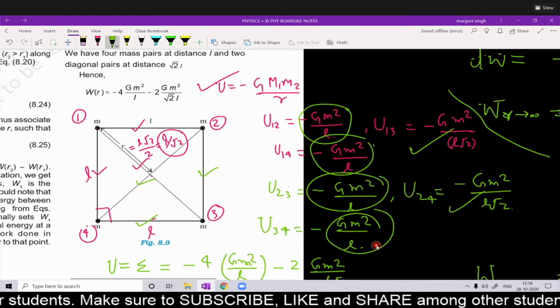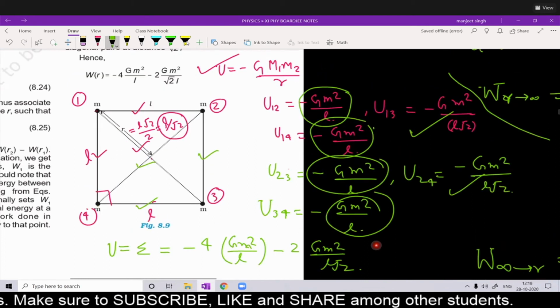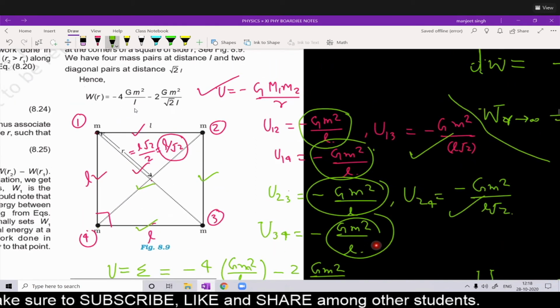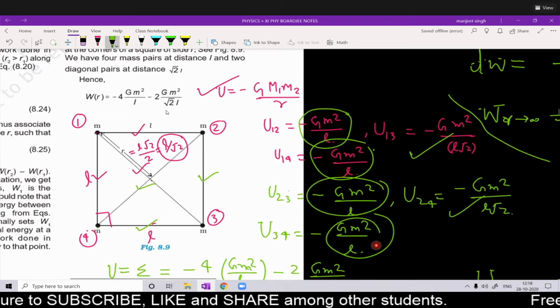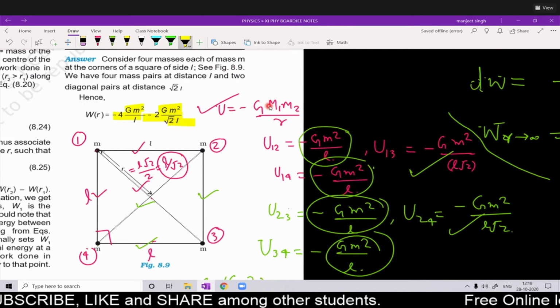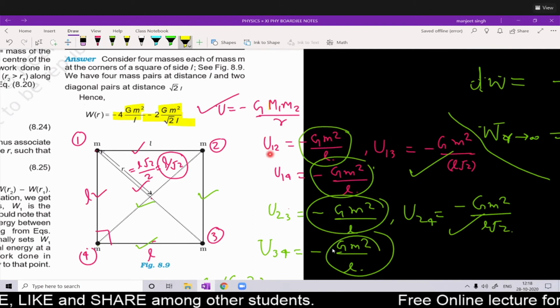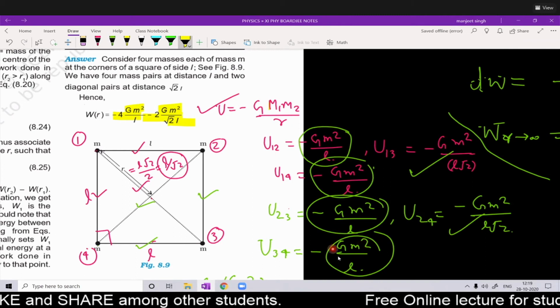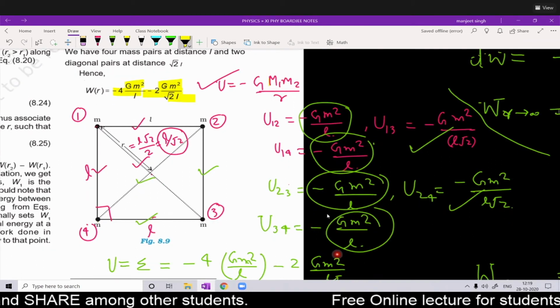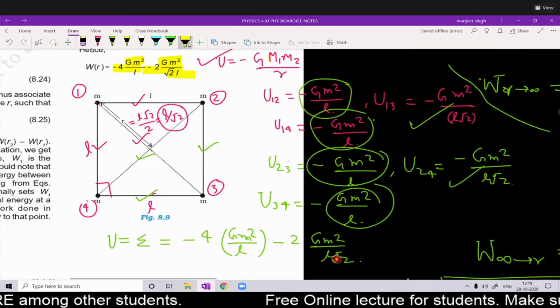the system. Okay, now you can see here the answer is this, 4 times Gm square upon L minus 2 times Gm square upon √2L. Okay, direct मैंने लिख दिया, and I have explained you how to calculate it systematically, that no mistake is done. Now this question can be made complicated in the JEE exam. How it can be made complicated?